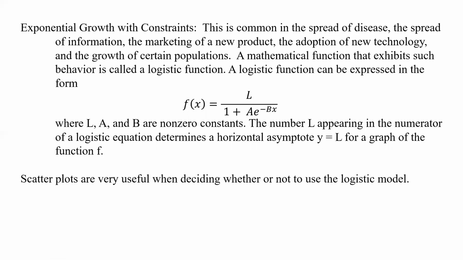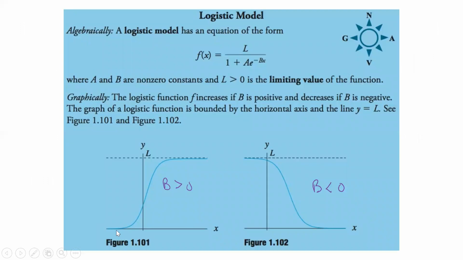And then the number appearing in the numerator of a logistic equation determines the horizontal asymptote y equals L, so that's one of them. And usually the other one is going to be set to y equals 0 or as close as possible, so it's going to be down at the other end. Now, scatter plots are very useful when deciding whether or not to use the logistic model, because your scatter plot's going to have that S curve, or sort of like a 2, kind of backwards a little bit. But that's the kind of curves we're looking at.